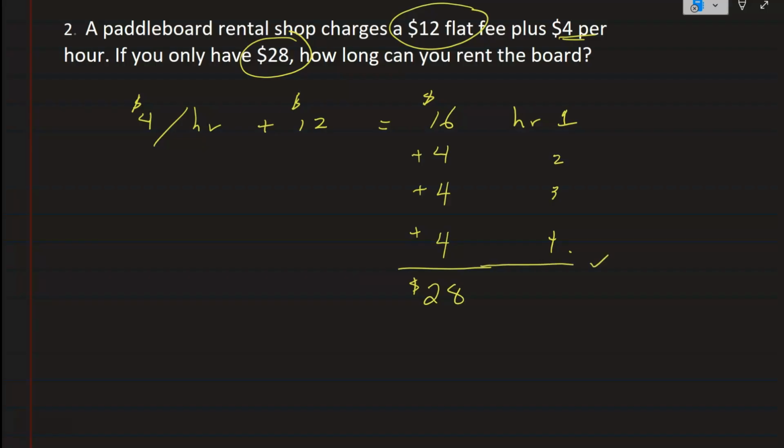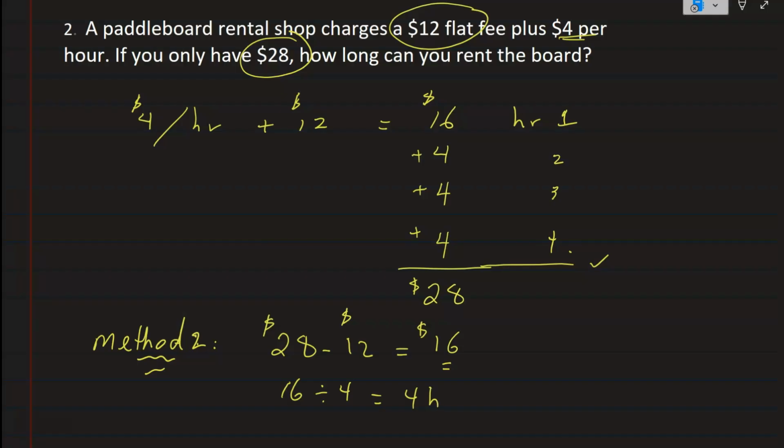The other way is that you look at your $28. This is method 2. And in method 2, what you do is that you say, okay, well, the flat fee is $12. So you take the $12 out of your $28. Well, you have $16 left. Well, out of the $16, how many hours, at $4 per hour you have to pay, can you use? Well, 16 divided by 4, that is 4 hours. That's another way of doing that. So you can do it just adding all up, or you can do it logically this way.